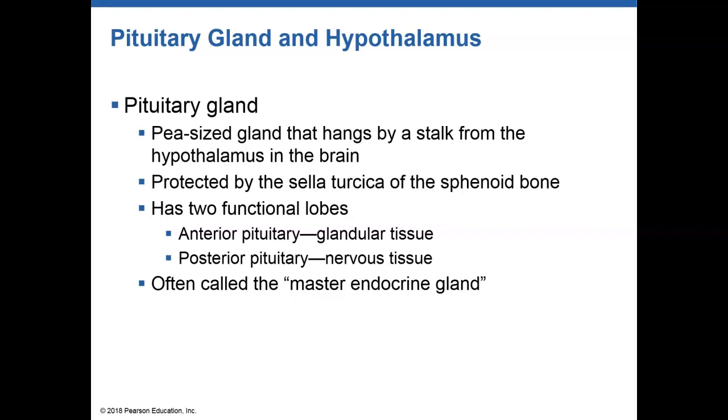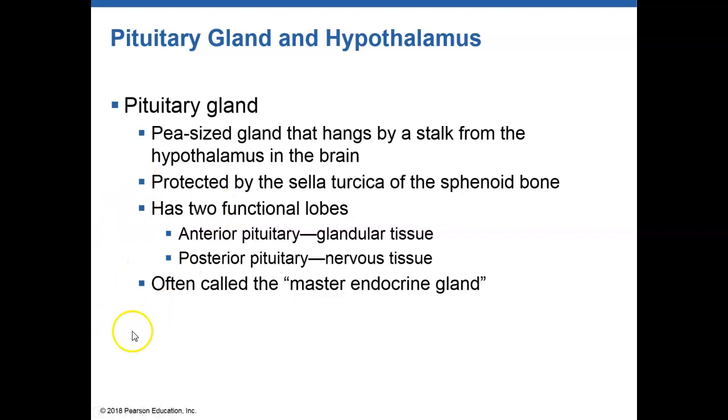The anterior pituitary is glandular tissue, so it produces and secretes its own endocrine hormones. The posterior pituitary is completely nervous tissue, so it has no ability to produce endocrine hormones. It is nervous tissue, but it does store hormones and secretes them when stimulated. So it stores hormones produced by the hypothalamus and then secretes them when stimulated.